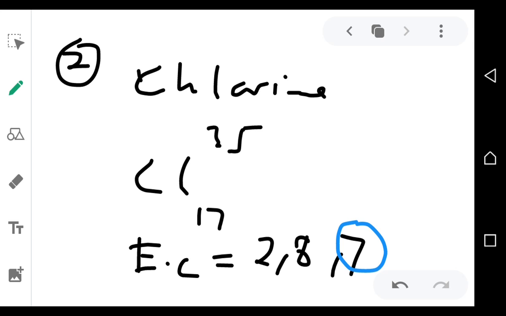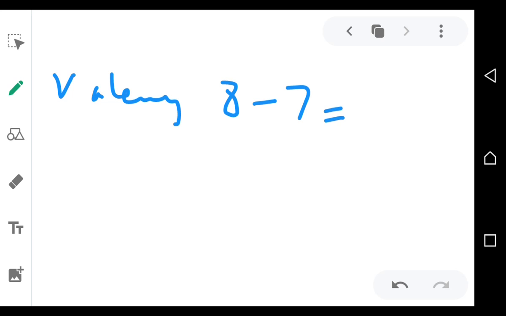So since it is 7, you always subtract from 8 to get the valence. So the valence for this one will be 8 minus the last number 7, which is going to give me 1. So say therefore, the valence is what? 1. Because the number is big, so you always subtract from 8. This is the valence. It just goes like that for all elements.